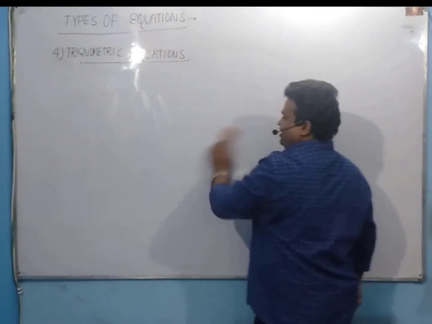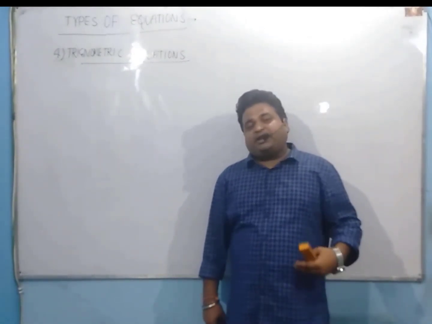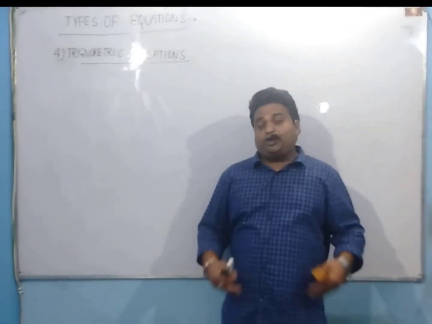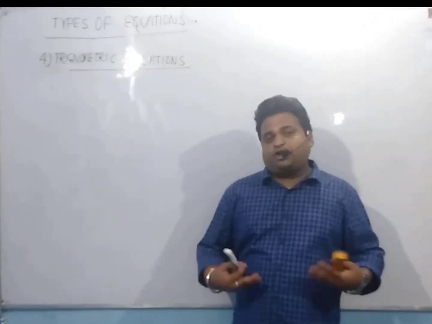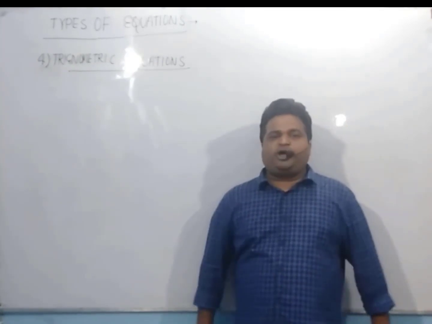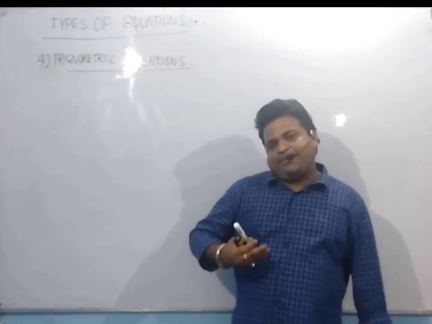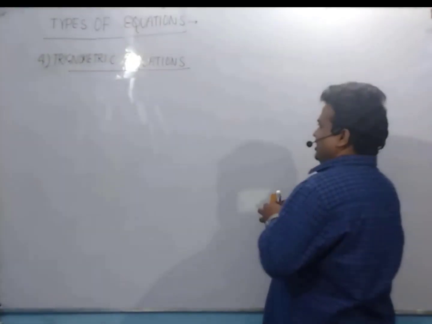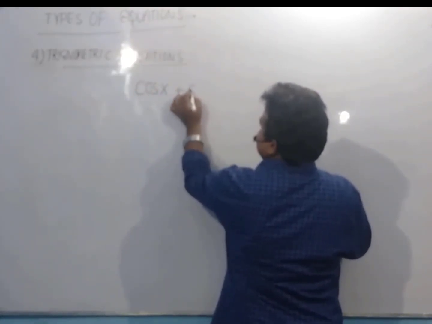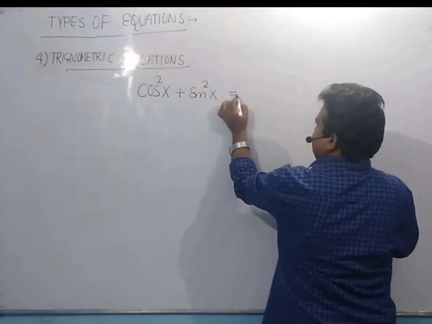In mathematics, you can find so many equations having trigonometric functions, like it must contain sine function or cos function. It may be cosine function or cot function. It can be cot function or tan function. So you can write the definition. So trigonometric equation is what? These are equations in which the variable is affected by trigonometric functions. For example, cos square x plus sine square x is equal to 1.